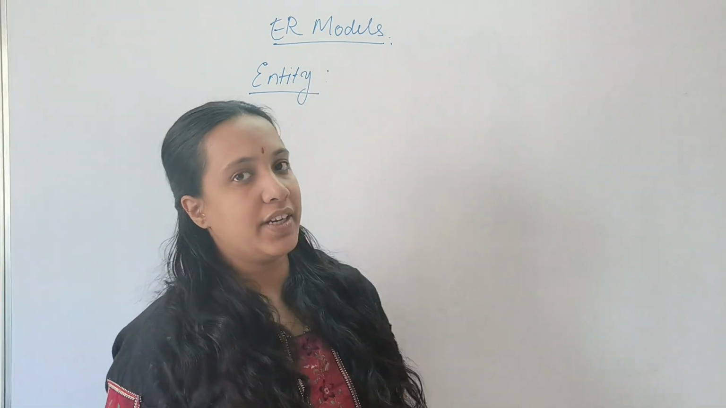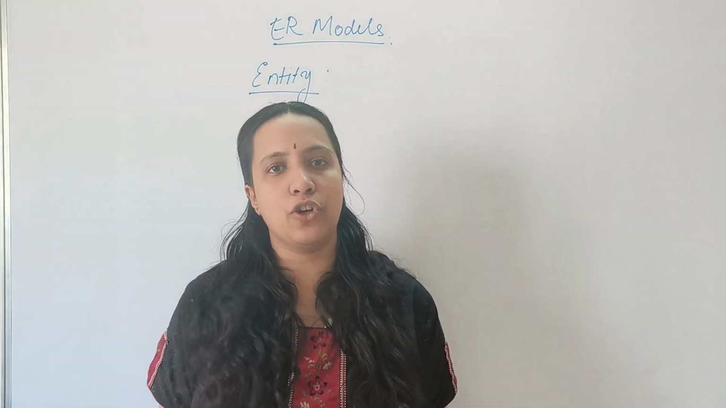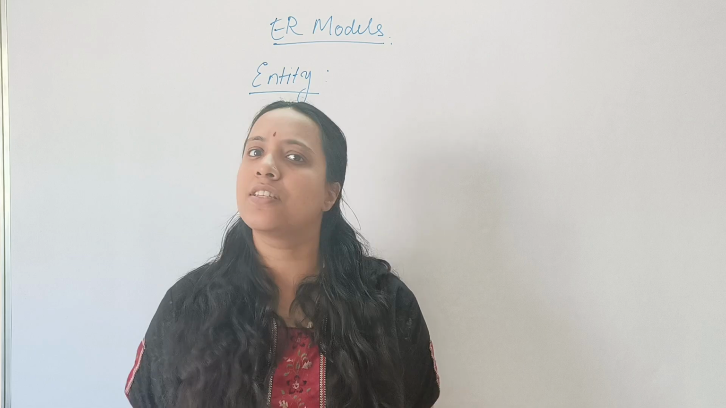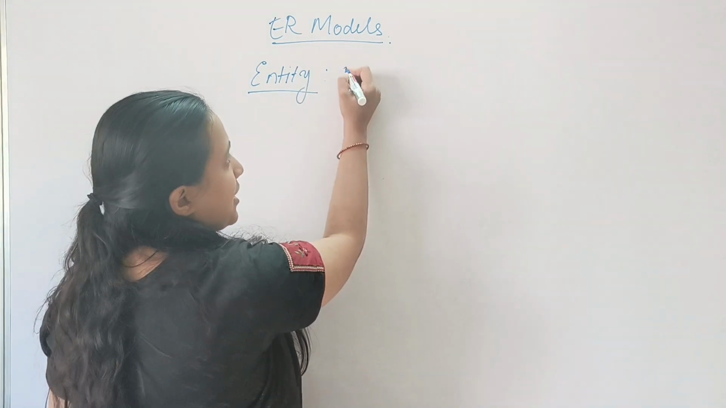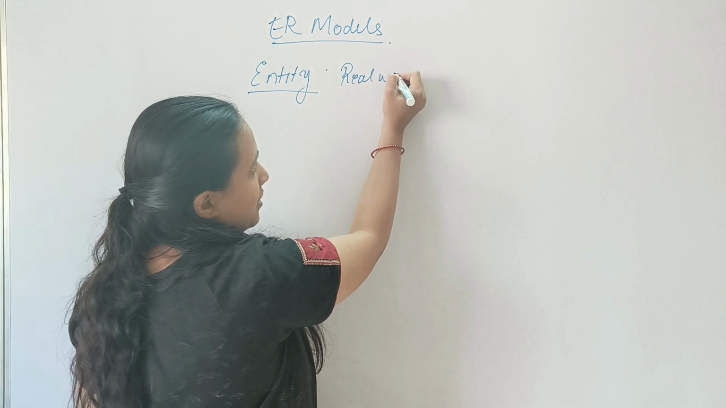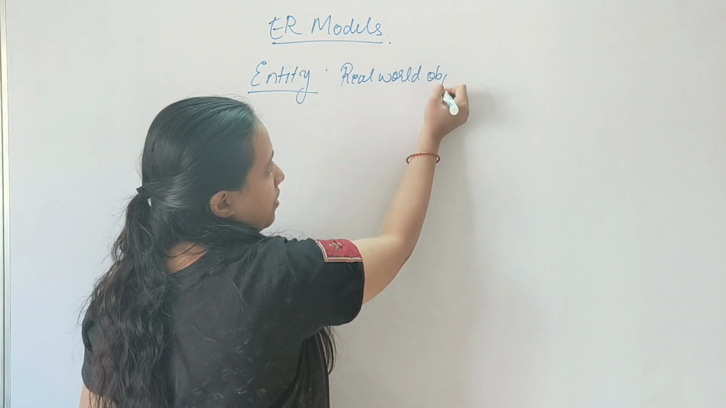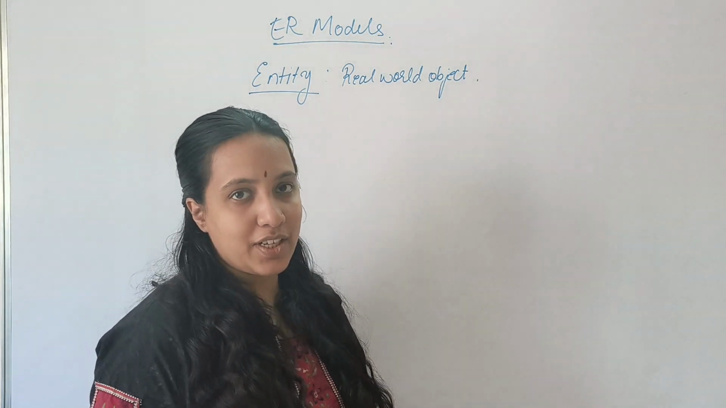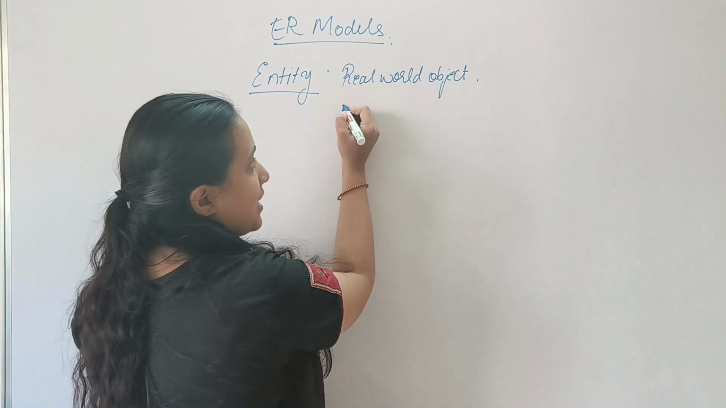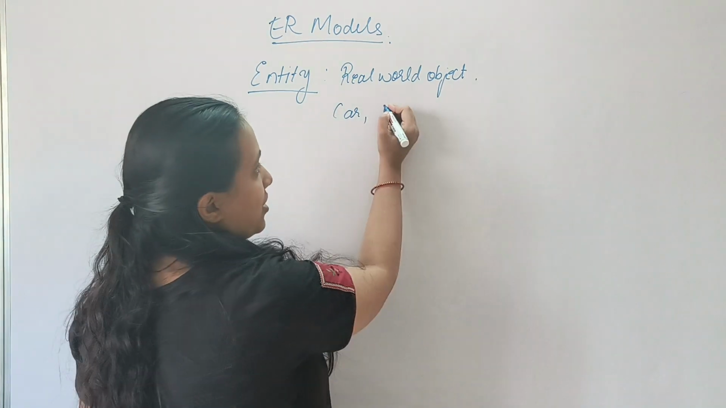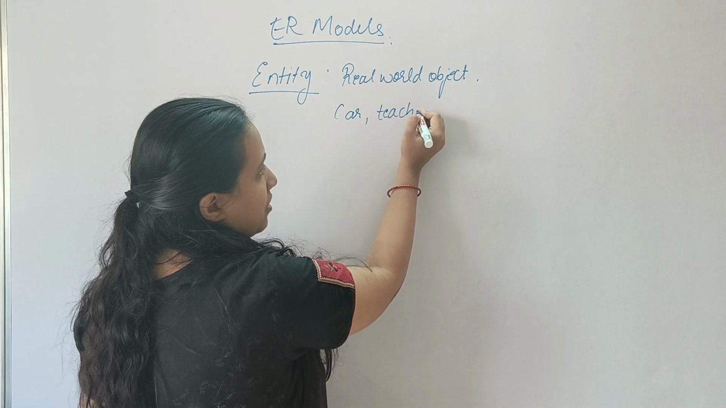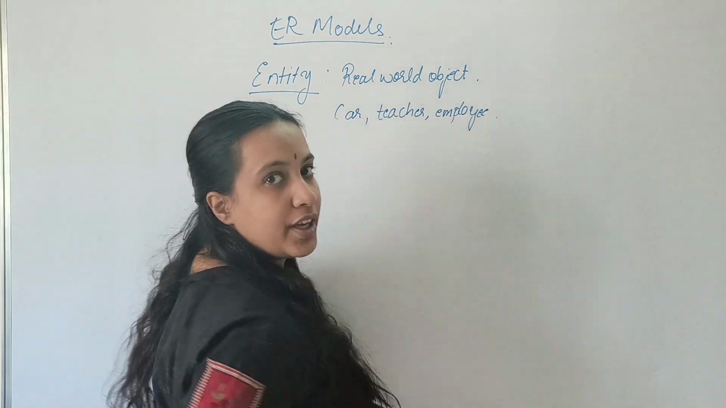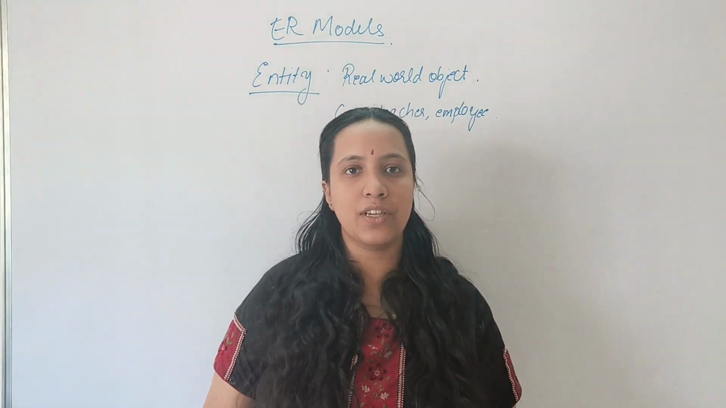Let us understand what an entity is. Entity is nothing but any real world object. Any real world object is called an entity. It must have some existence in your real world. So let me just write that. Any real world object. Now you can think of any real world object. Maybe your favorite car is an entity, teacher, employee. So all of this constitutes an entity.